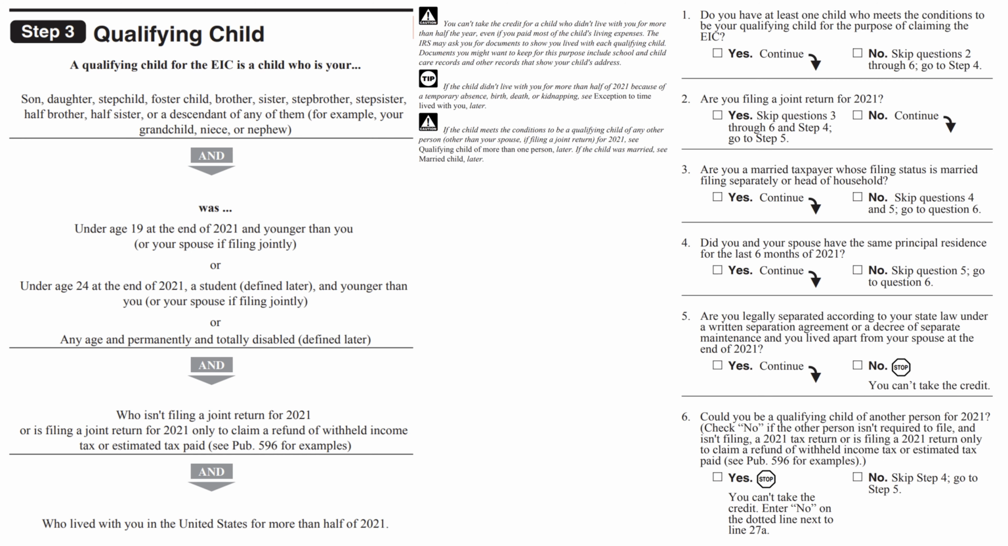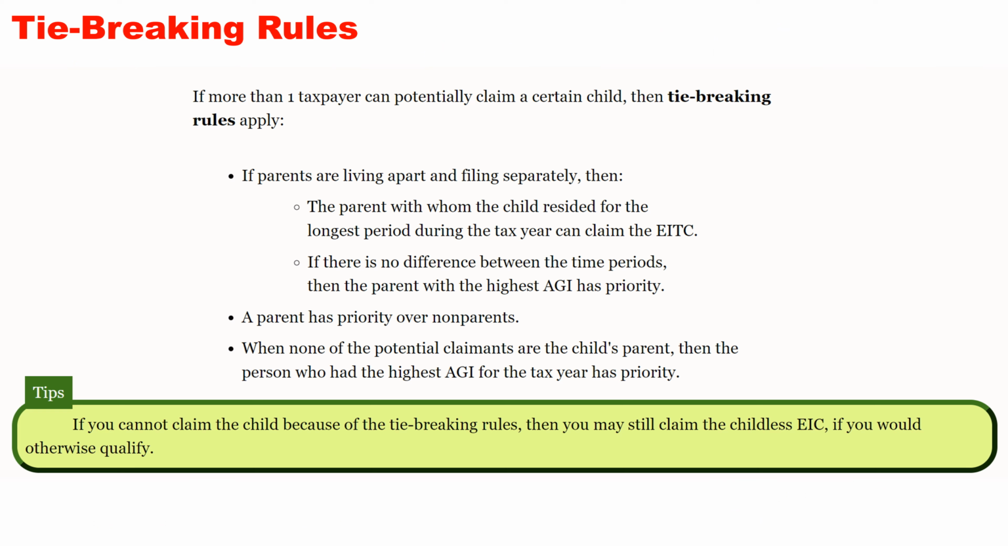To claim the earned income credit based on your children, they must qualify for the credit. This screen contains most of the details, but the basic requirement is that they must be closely related to you, younger than age 19 by the end of the tax year, or age 24 if they are a student, or any age if they are disabled, and they lived with you in the United States for more than half of the year. If more than one taxpayer can potentially claim the child, then certain tie-breaking rules apply, with priority given to the parent with whom the child resided for the longest period during the tax year, or who has the highest AGI. Parents have priority over non-parents.